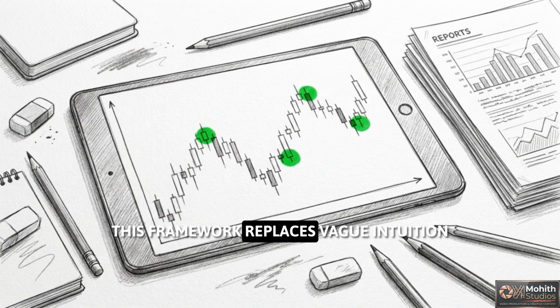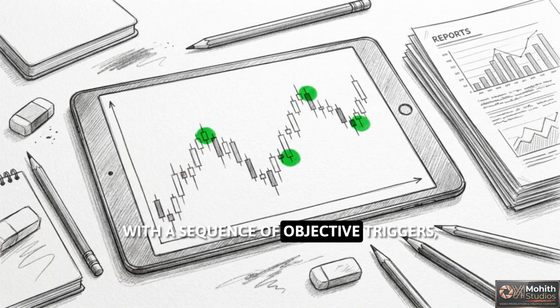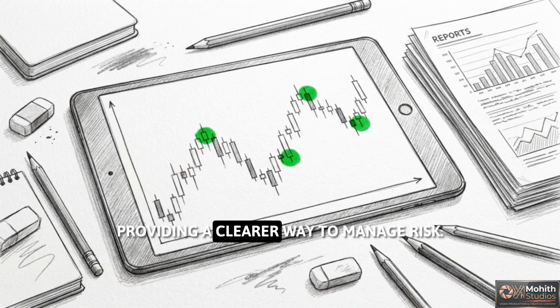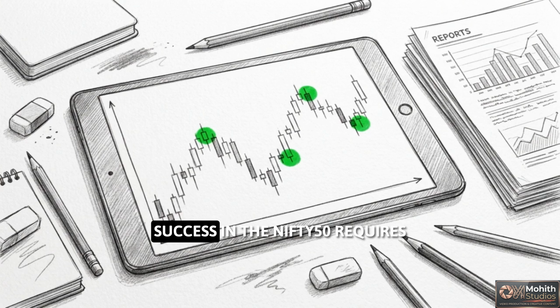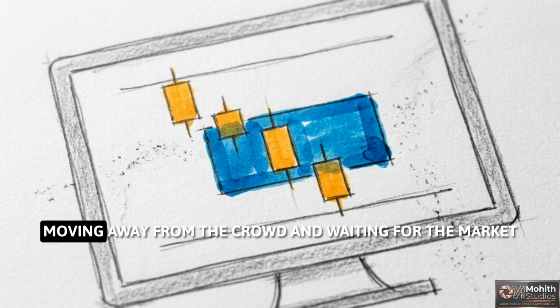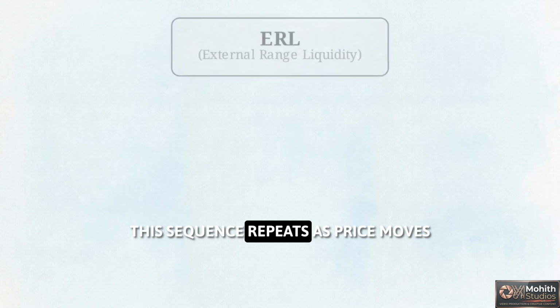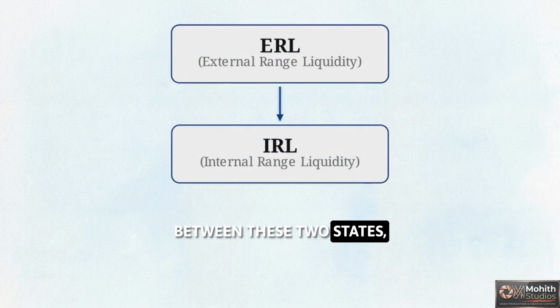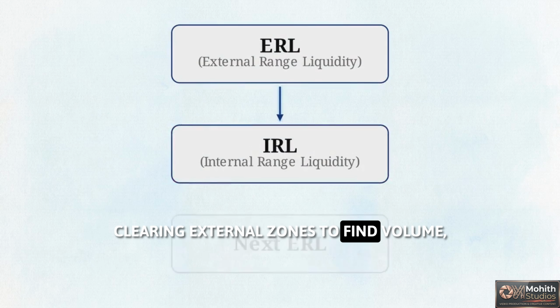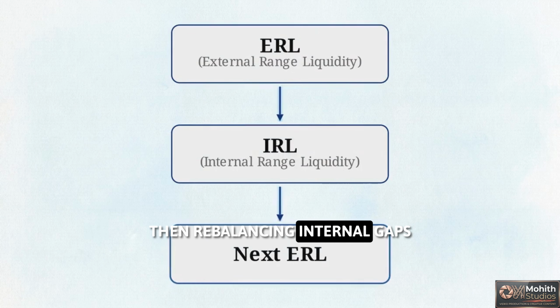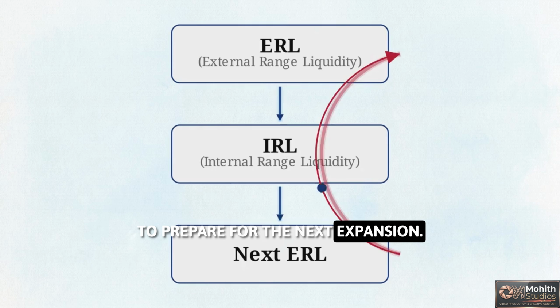This framework replaces vague intuition with a sequence of objective triggers, providing a clearer way to manage risk. Success in the Nifty 50 requires moving away from the crowd and waiting for the market to reveal its intent through liquidity. This sequence repeats as price moves between these two states, clearing external zones to find volume, then rebalancing internal gaps to prepare for the next expansion.